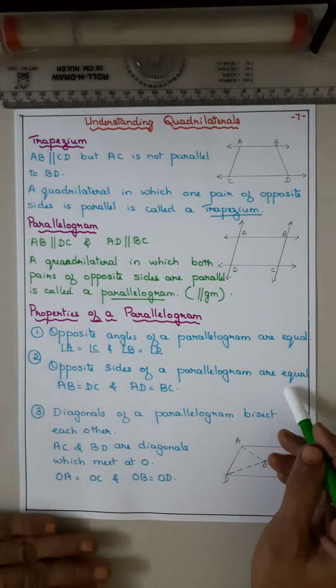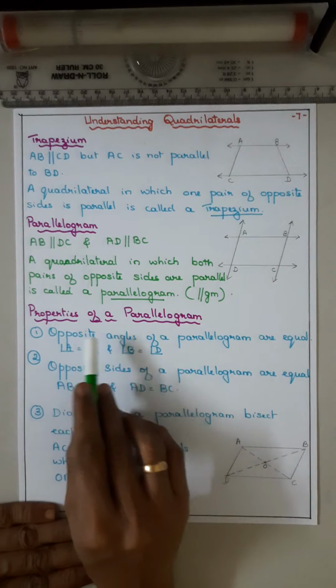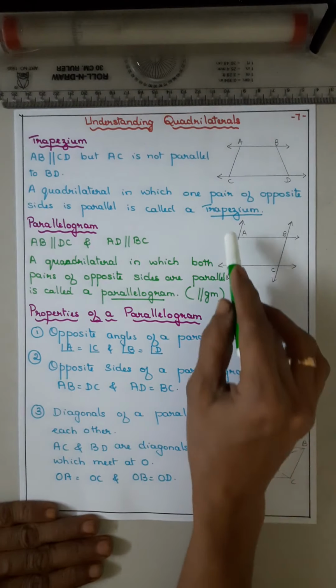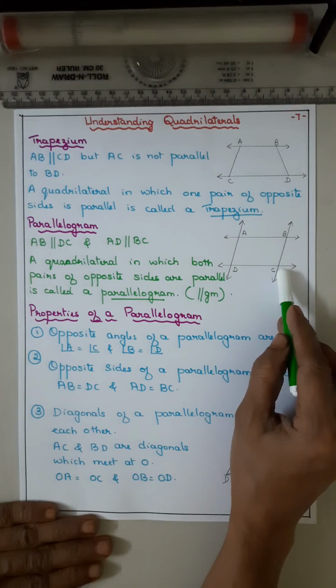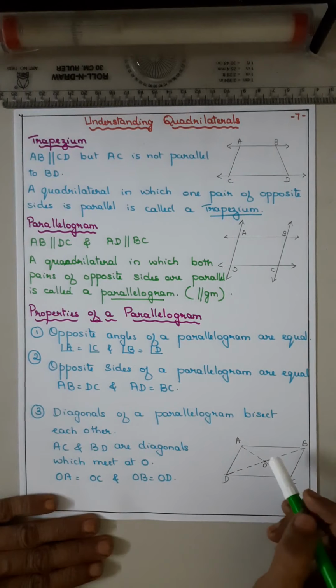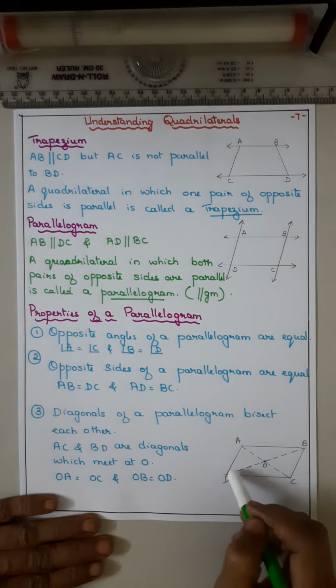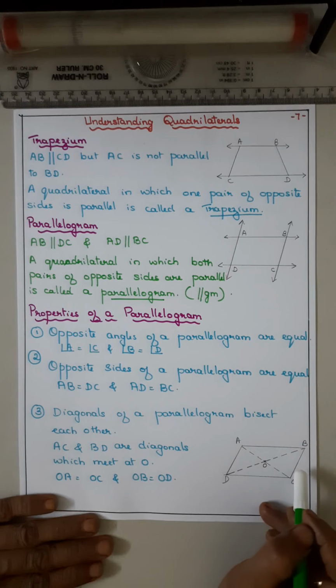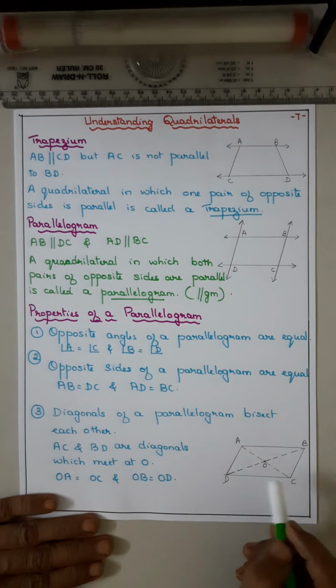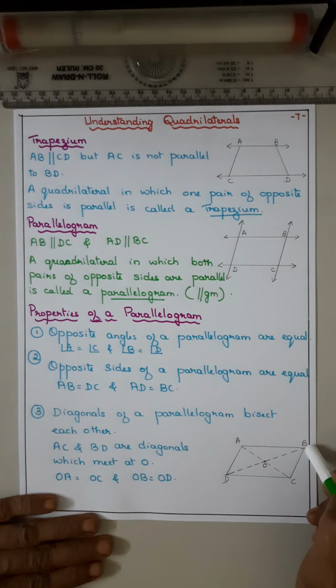Now coming to the properties of the parallelogram. Opposite angles of a parallelogram are equal. That means in this figure, this is a parallelogram. Opposite angles, that is angle A is equal to angle C, angle B is equal to angle D. Second, opposite sides of the parallelogram are equal. Opposite sides means AB is equal to DC, AD is equal to BC, parallel and equal.